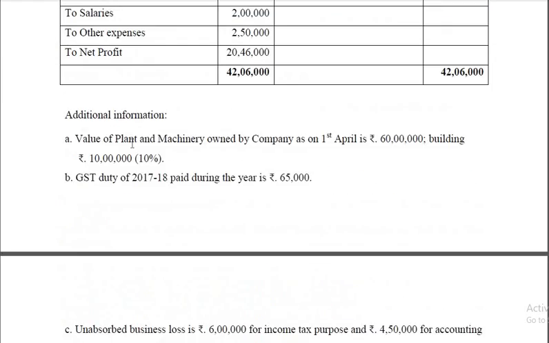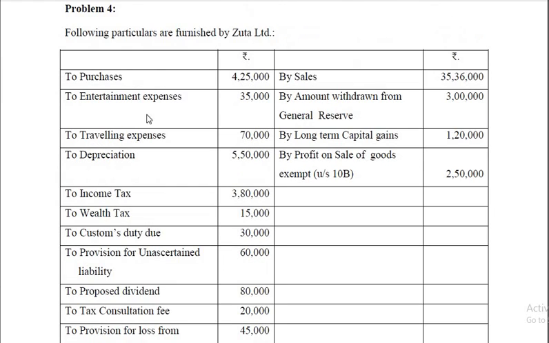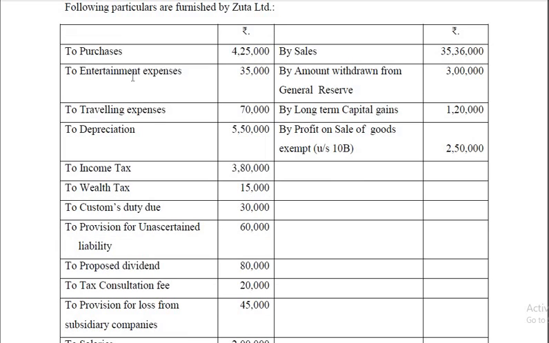Alright, this is about adjustments. Look at the debit side. So purchases, you already came to know one payment of rupees 40,000 is disallowed. That should be added back. Entertainment expenses allowed, traveling expenses allowed. Depreciation should be added back, 5,50,000. But 10 lakh, that is depreciation allowed under section 32, is deductible.